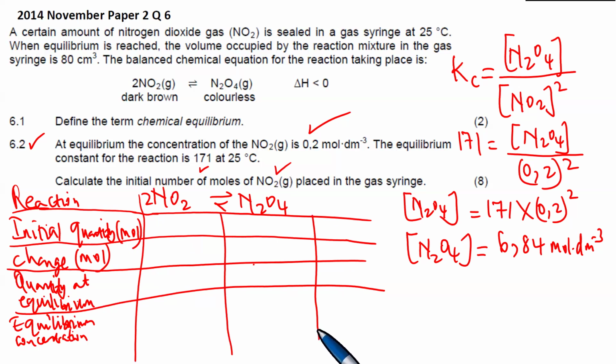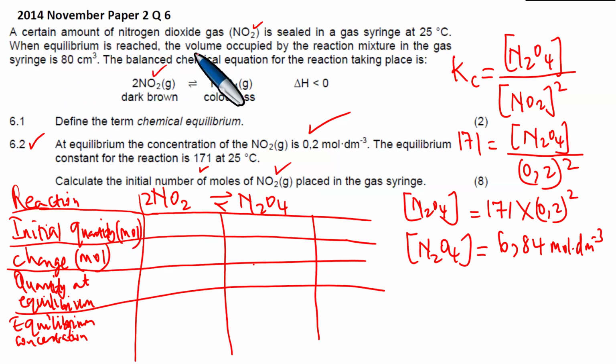complete this table. So to complete this table, right, what is the initial quantity, in moles? Remember that a certain amount of nitrogen dioxide gas is sealed in a gas syringe at 25 degrees Celsius, right? So we're starting with what? We're starting with a certain amount of NO2.